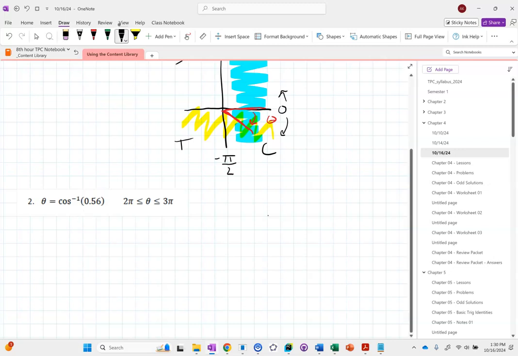So to start any calculator problem, I'm going to draw a picture. And to draw the first part of my picture, I'm going to be looking at my range of values.